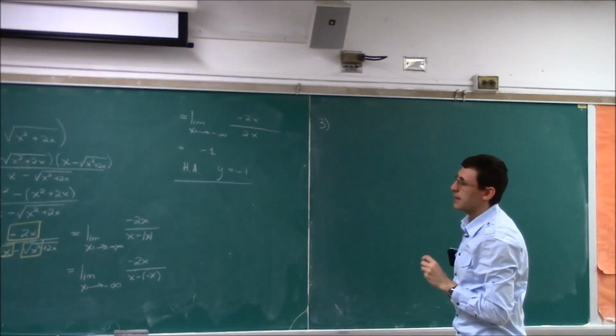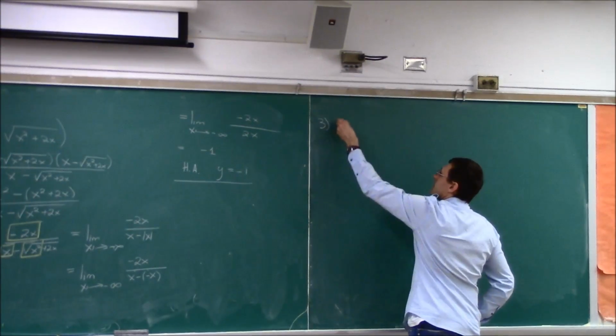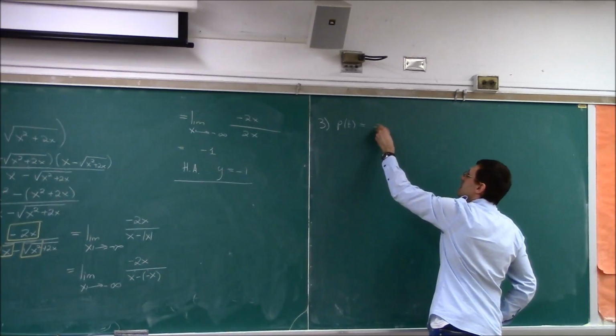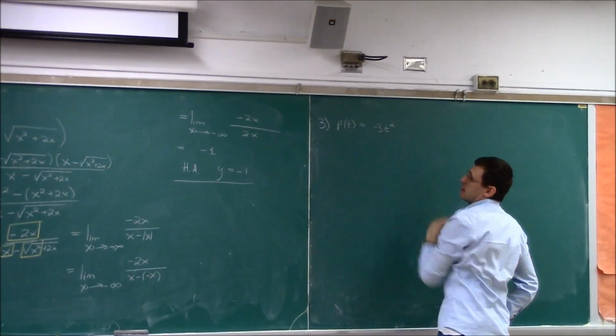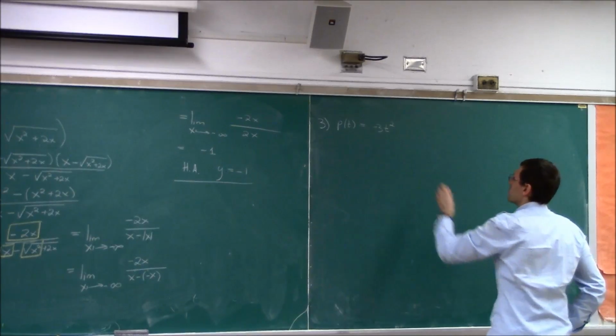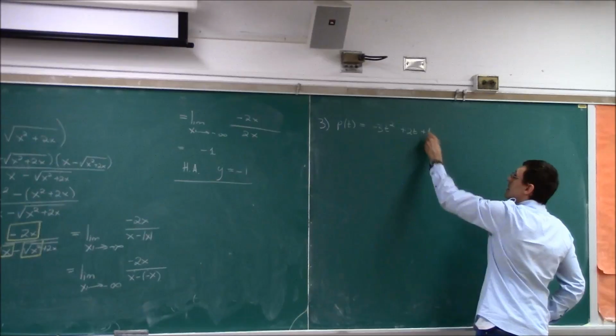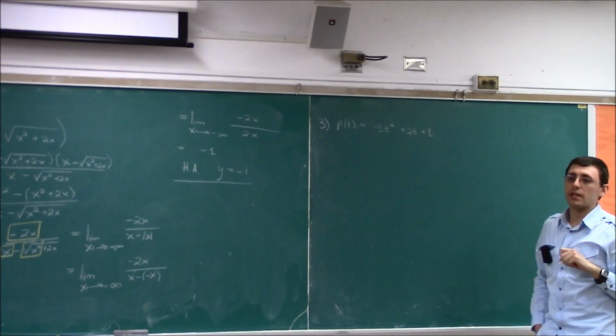Question number 3, I think I said, what's P of t? P of t was minus 3t squared, correct? What was then plus 2t? Plus 1. So this is the position of a particle at time t.